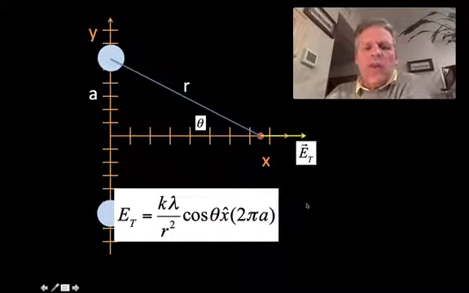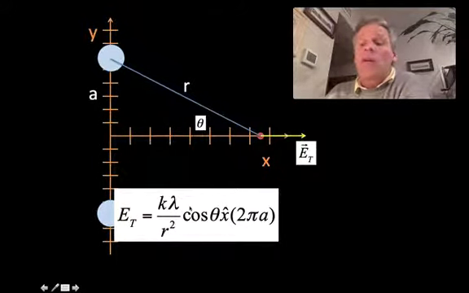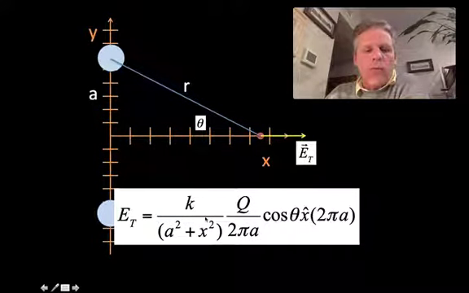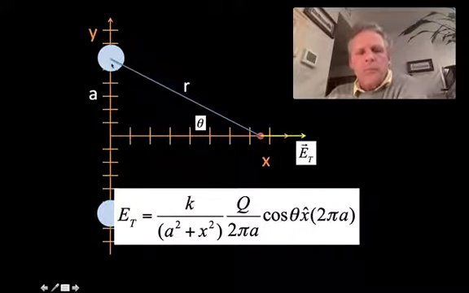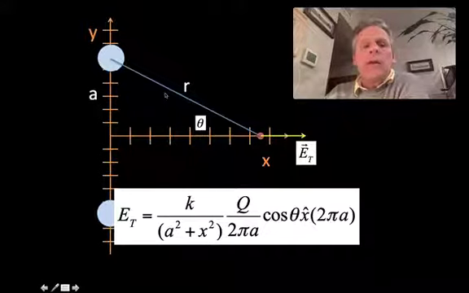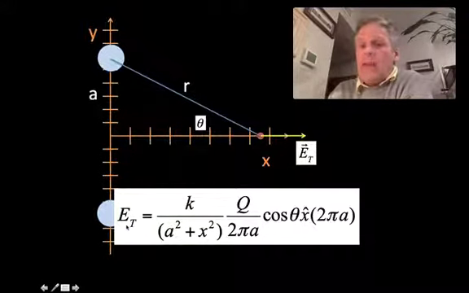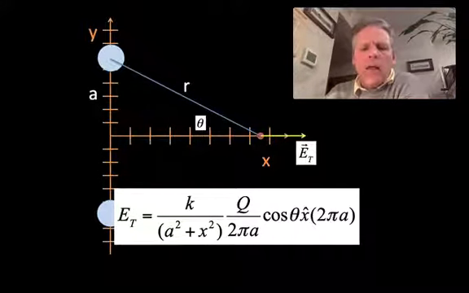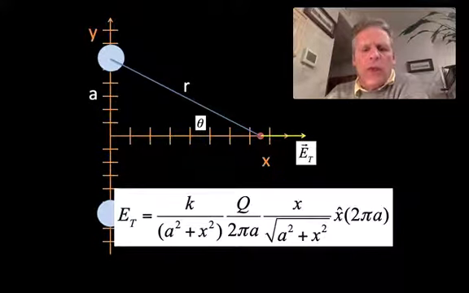First of all, let's look at that r. What is r? It is a squared, this distance here, plus x squared, this distance here. I'm sorry, that's what r squared is. So we'll replace that with a squared plus x squared. We also know lambda was q, the total q, divided by 2 pi a. That's just the charge density, and you can go back and look at how we arrived at that if you like.